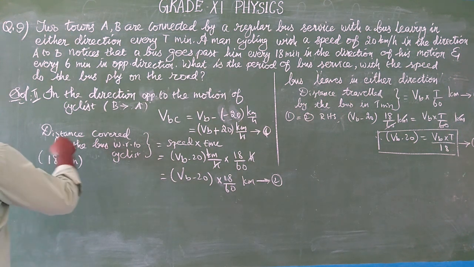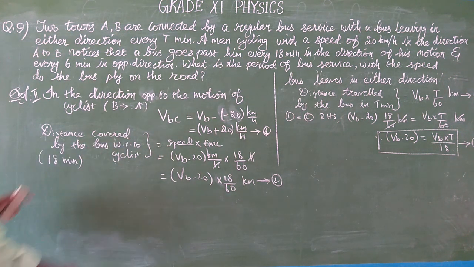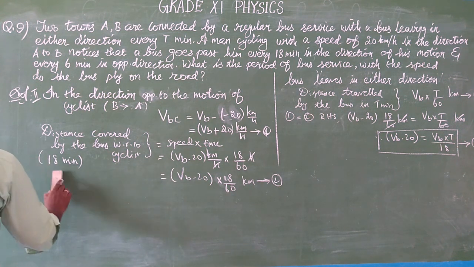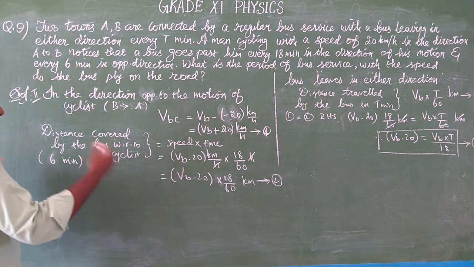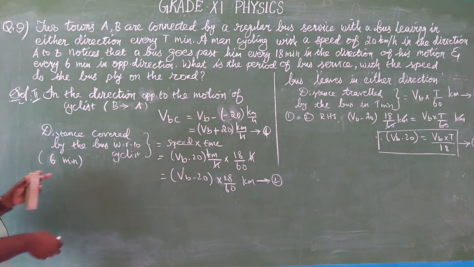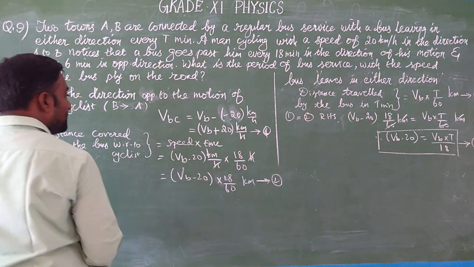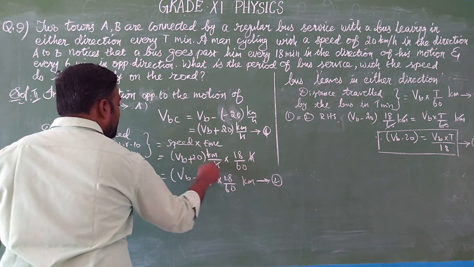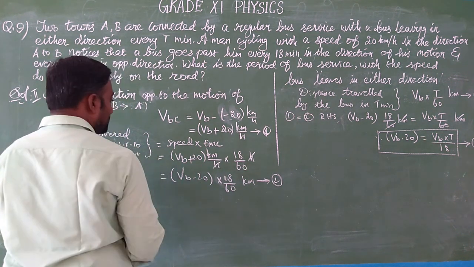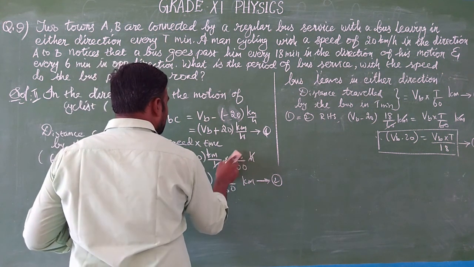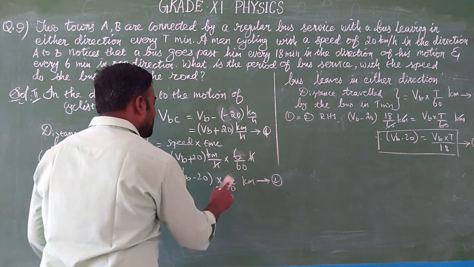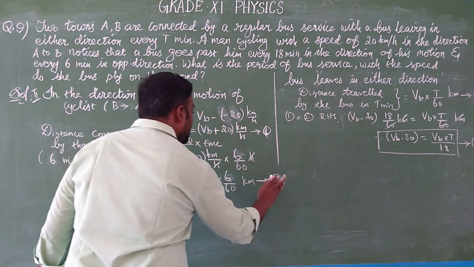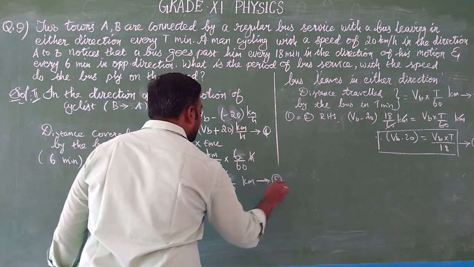So in opposite directions, the distance covered by the bus with respect to the cyclist, the cyclist noticed this after every 6 minutes. So the distance is equal to speed into time. Here time is 6 minutes, so 6 by 60. This is equation number 5.